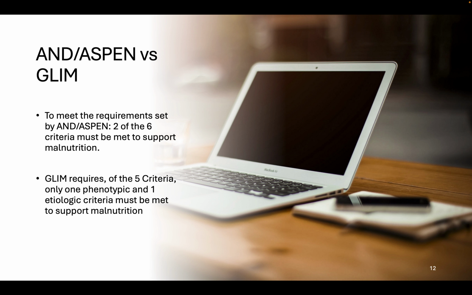So to meet the requirements set by the Academy and ASPEN, 2 of the 6 criteria must be met to support malnutrition. However, GLIM requires, of the 5 criteria, that 1 phenotypic, which is measurable, and 1 etiologic criterion, which is their disease process, must be met to support malnutrition.